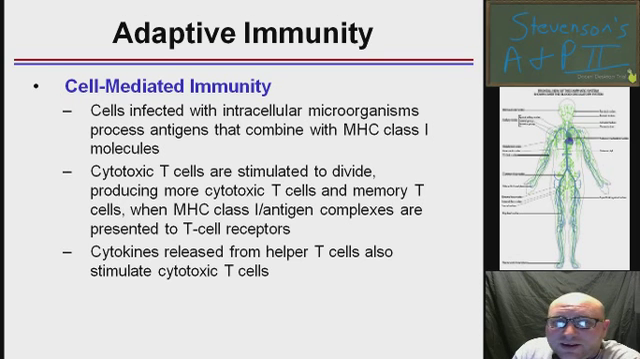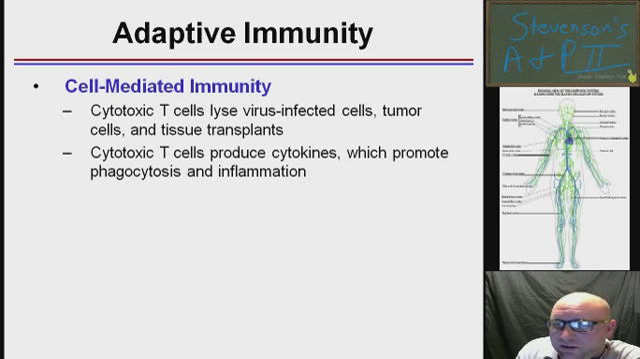And when the MHC class 1/antigen complexes are presented to the T cell receptors, then you have cytokines that are released from helper T cells that also stimulate cytotoxic T cells. In cell-mediated immunity, cytotoxic T cells lyse virus-infected cells, which causes them to burst open and release those viruses. Tumor cells are also destroyed, and tissue transplants may also be attacked by cytotoxic T cells. Cytotoxic T cells produce cytokines and promote phagocytosis and inflammation as well.